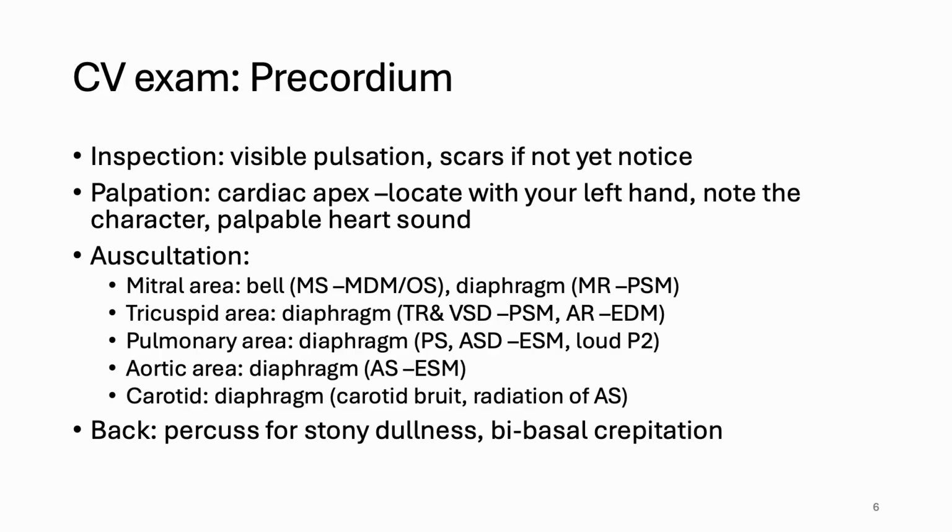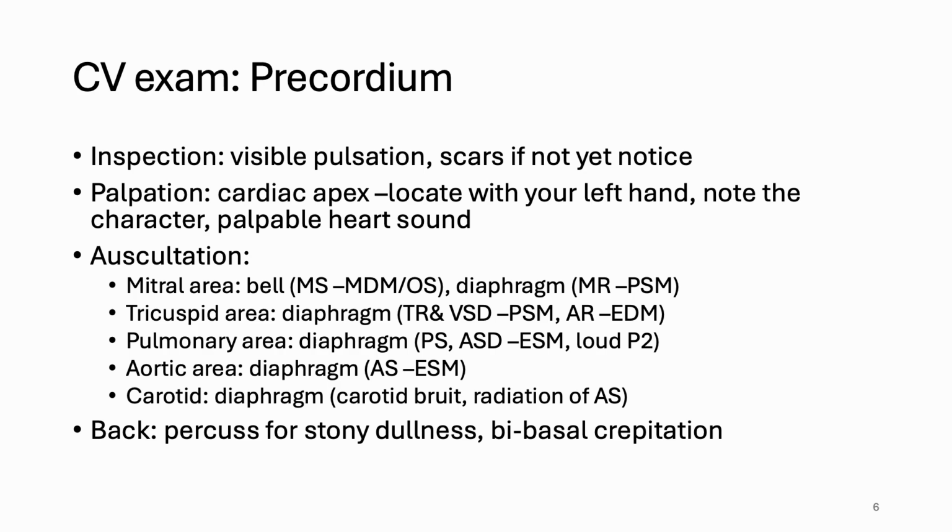You will start from the mitral area, first with the bell, next with the diaphragm. What you're looking for is the murmur of mitral stenosis, which is a mid-diastolic murmur with an opening snap, and the murmur of mitral regurgitation, which sounds as a pansystolic murmur. Next, at the tricuspid area, you would listen with the diaphragm. Here, you will look for tricuspid regurgitation and ventricular septal defect, which both can sound with a pansystolic murmur, and the murmur of aortic regurgitation. This would be an early diastolic murmur.